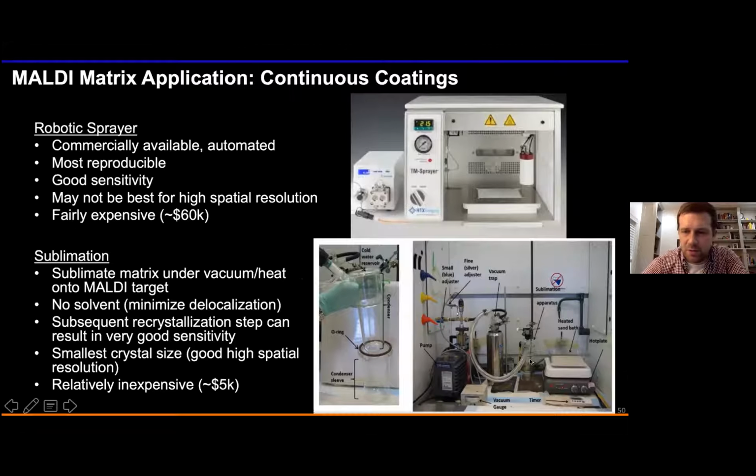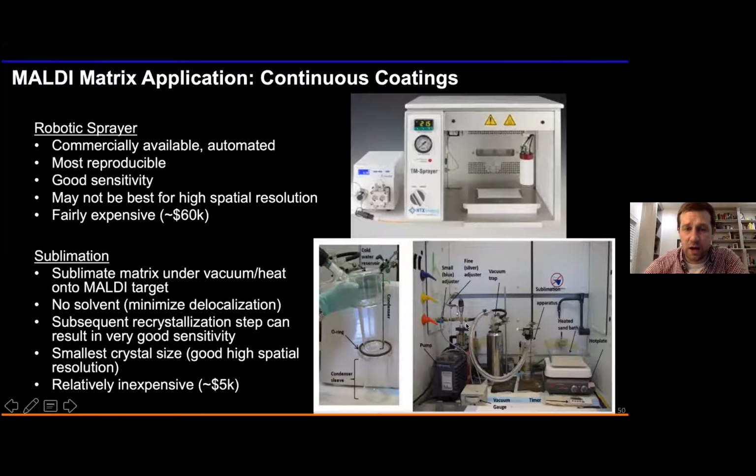So the sublimation setup is shown here on the right. This is something that you can build for about $5,000 in your lab. If you already have a rotary vane pump, that's the main expense associated with this setup. So if you already have that, you could probably build this for less than $2,000. This is what I recommend folks who are just starting imaging to start with.